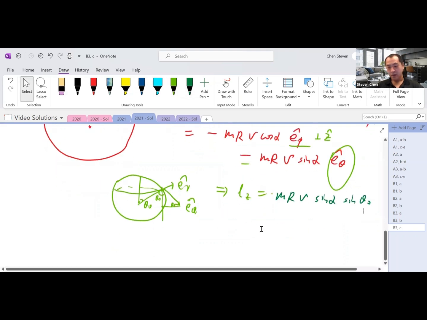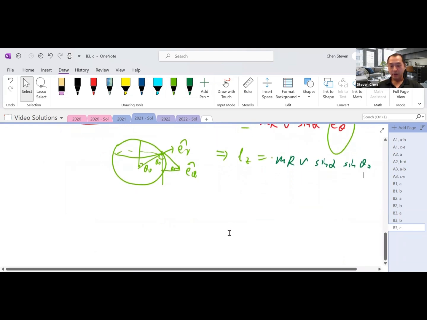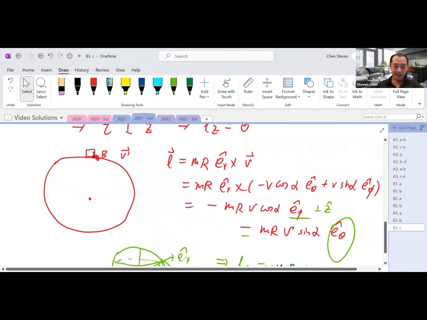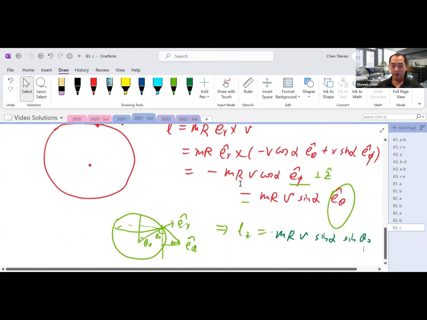Okay, so that is the initial z component angular velocity. And then we know that in the final state, when the mass hits the cylinder, this physics quantity is conserved. So let's compute that one.